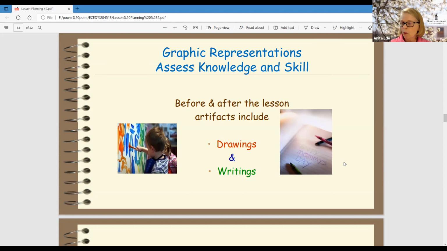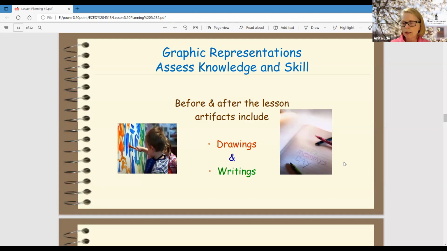So for older children, if you're teaching first, second, and third, you can have them write whatever it is that you're, make a list, write down everything you know about firemen. Collect that, have them put their name on top. That's your pre-assessment. And then at the end, have them write another list and see what they learned. It's using an artifact. We don't use it a lot.